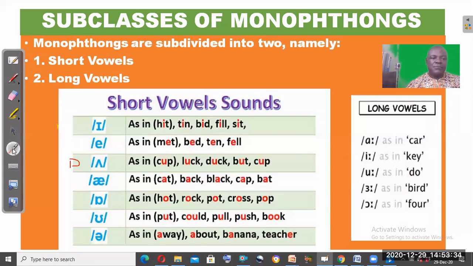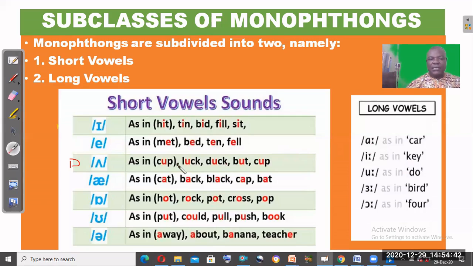And that brings us to the long vowels. The first one is R as in car, E as in key, U as in do, A as in bed, O as in for. Now we can attempt to contrast these sounds with their short counterparts. Whereas we have the long one, R, we have the short one, ah. So you can see that the difference has to do with the duration. It takes a longer time to produce the long sound than the short one. In the short vowels, we shorten the sound. In the long vowels, we lengthen the sound.